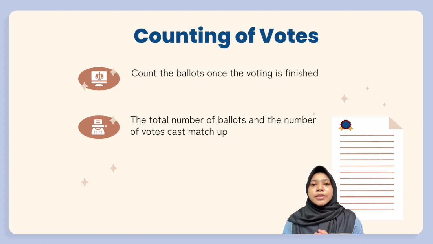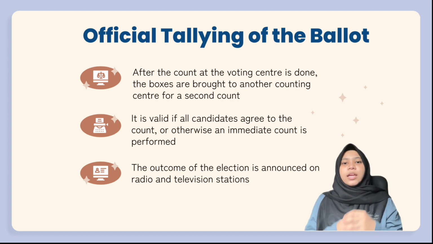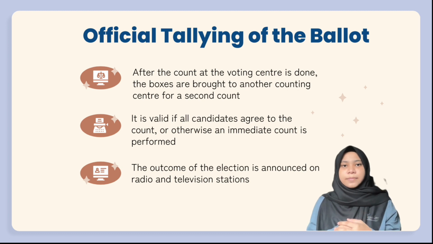The election officials count the ballots once the voting is finished. It is ensured that the total number of ballots and the number of votes cast match up during the counting process. Then comes the official tallying of the ballots. The boxes are brought to another counting center for a second count after the count at the voting center is done. It is valid if all candidates agree to the count. Otherwise, an immediate recount is performed at the counting center. The outcome of the election is announced on radio and television stations.